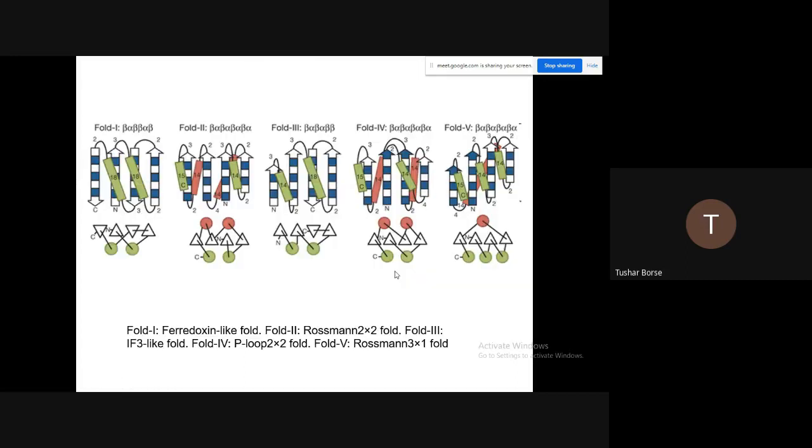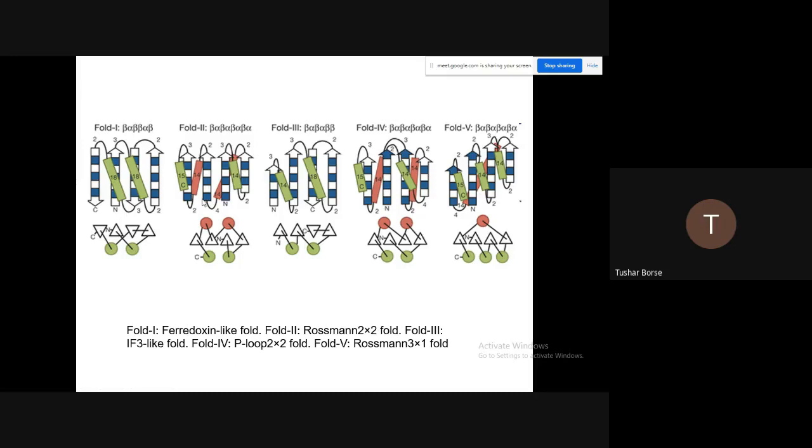Now here you can see many other types of folds which are of the category of the Rossmann fold. They are categorized or classified as Rossmann fold 1, 2, 3, 4, 5. Okay, so simply the sequences change and you get a different type of protein.